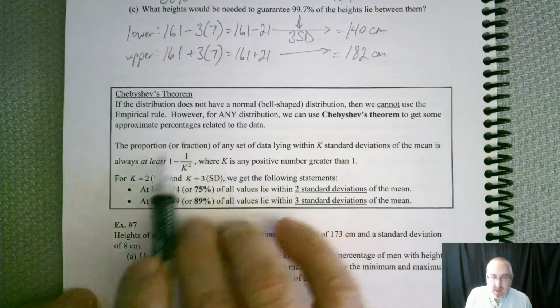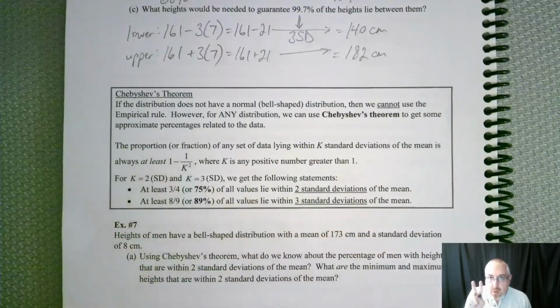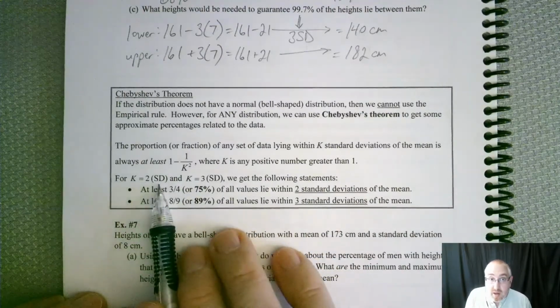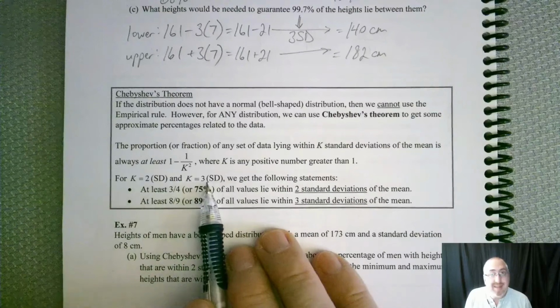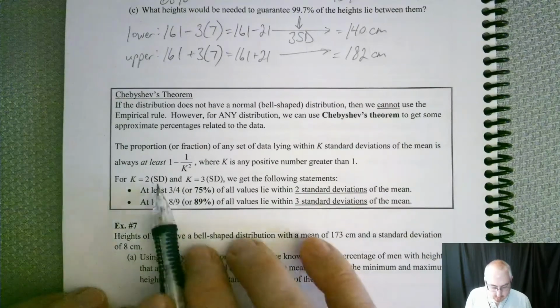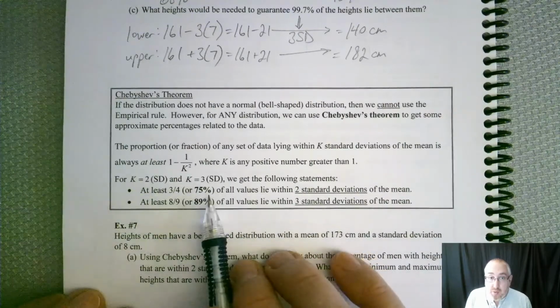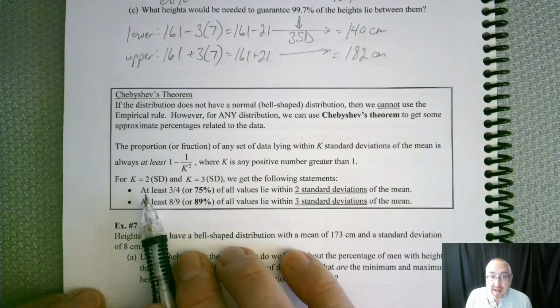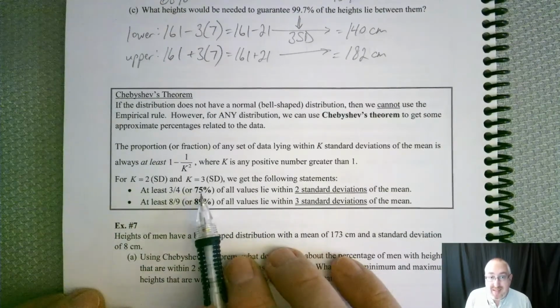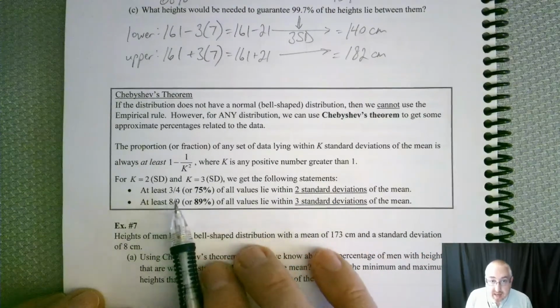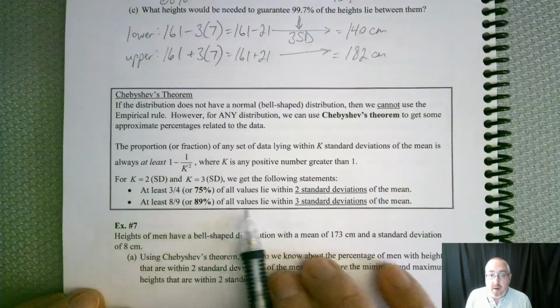We're not going to get into the fraction part of it. We're going to look at 2 specific cases of k. We want to look at when k is 2 standard deviations or 3, and that's it. So don't worry about any other types of values for k. We're only dealing with 2 and 3. When it's 2 and 3, we get these 2 percentages. So at least 3/4 or 75% of the values fall within 2, and at least 89% of the values lie within 3.